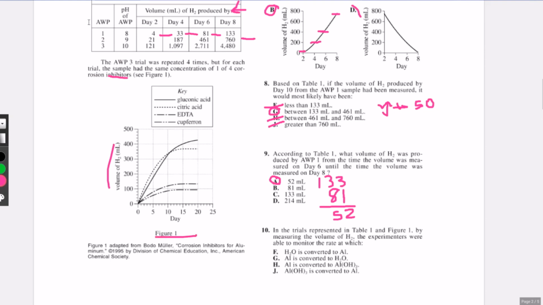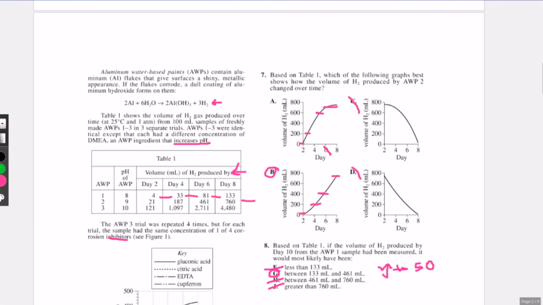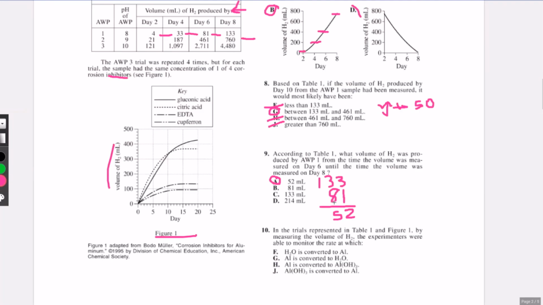Question 10 says, in the trials represented by table 1 and figure 1, so this is figure 1, and then table 1 is up there, by measuring the volume of hydrogen, the experimenters were able to monitor the rate at which, so we talked about this earlier, right? We're looking at this equation up here. So aluminum and water equal aluminum hydroxide and hydrogen. So water is converted to aluminum, not quite, right? They combine. Aluminum is converted to water. Once again, it's just the inverse, it's still not correct.